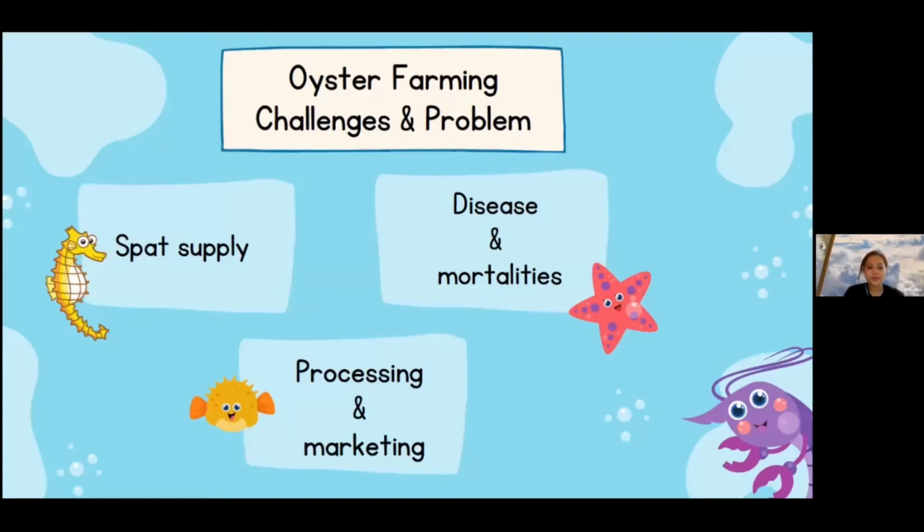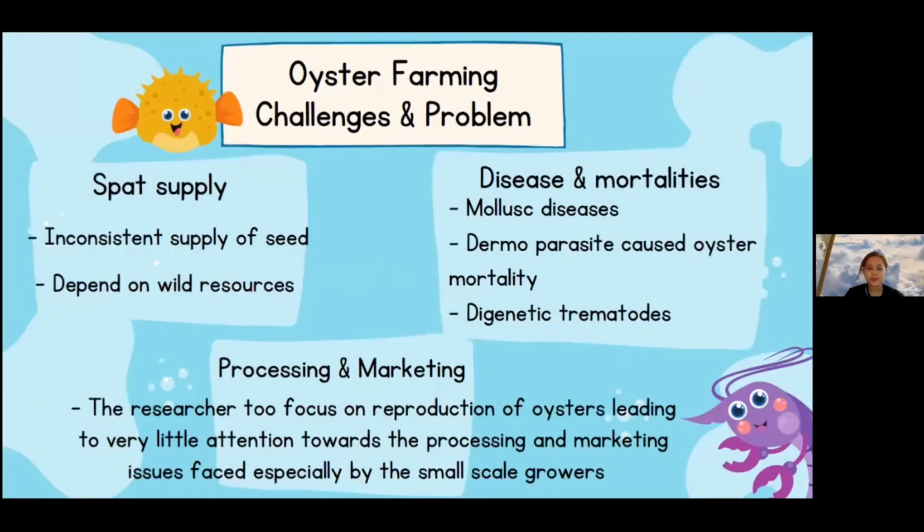So I will explain about challenges and problems in oyster farming. There are three challenges and problems. First is seed supply. Second is disease and mortalities. Third is processing and marketing. So these are the explanations for the three challenges and problems in oyster farming.